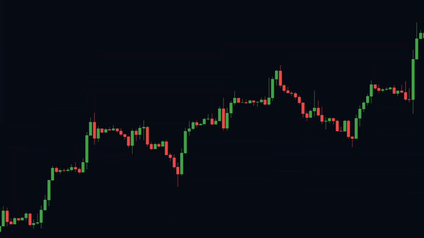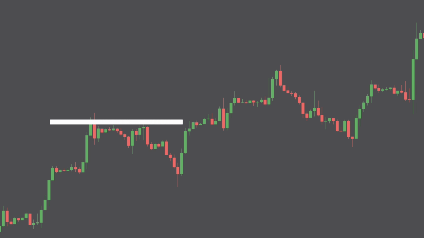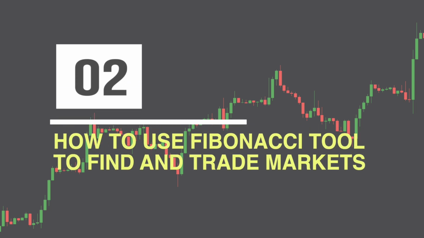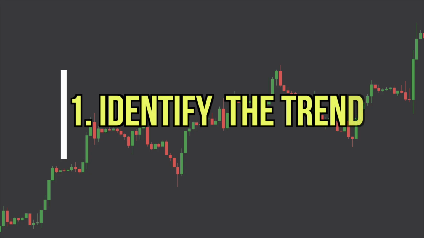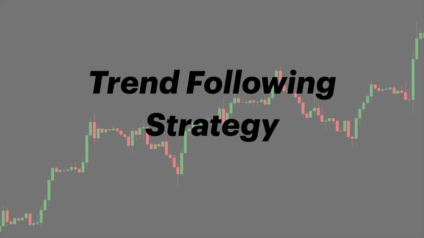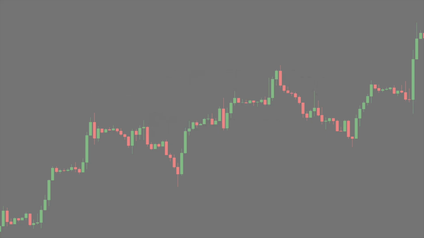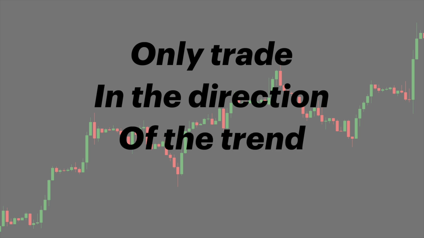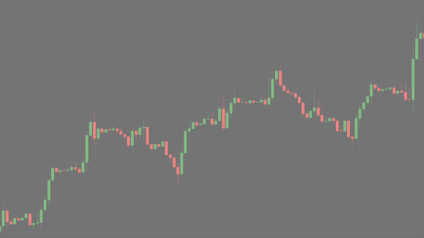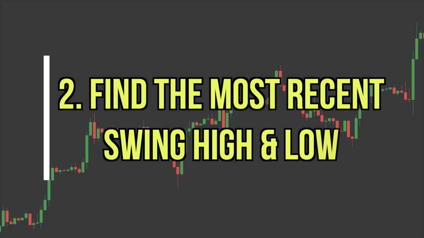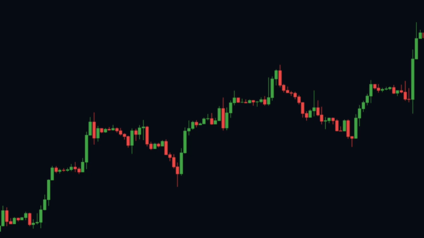This was the theoretical aspect of Fibonacci trading. Let us now look at how to utilize the Fibonacci retracement tool to find and trade markets. First, let's go through the strategy's fundamental foundations. The first step is to identify the trend. Because this is a trend following strategy, we will first identify the trend and only trade in the direction of the trend. The next step is to find the most recent swing high and swing low.